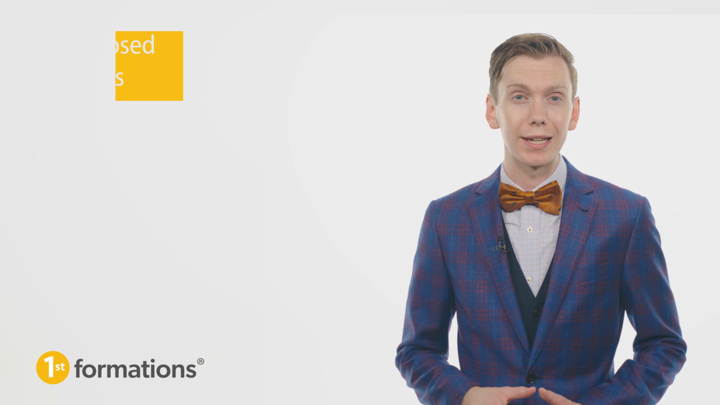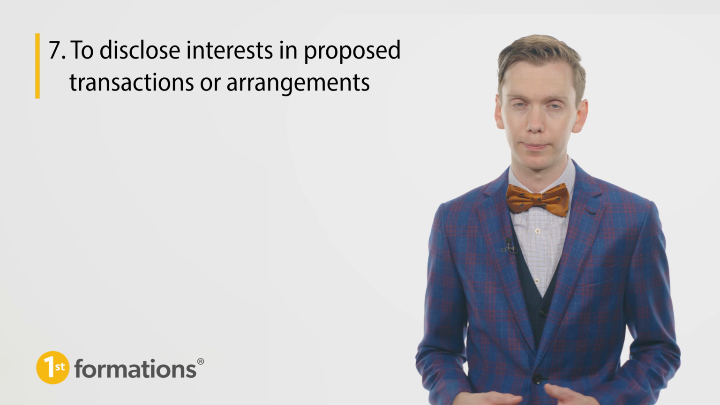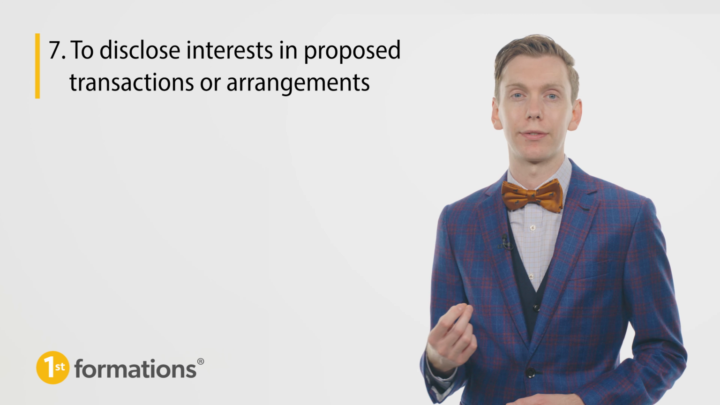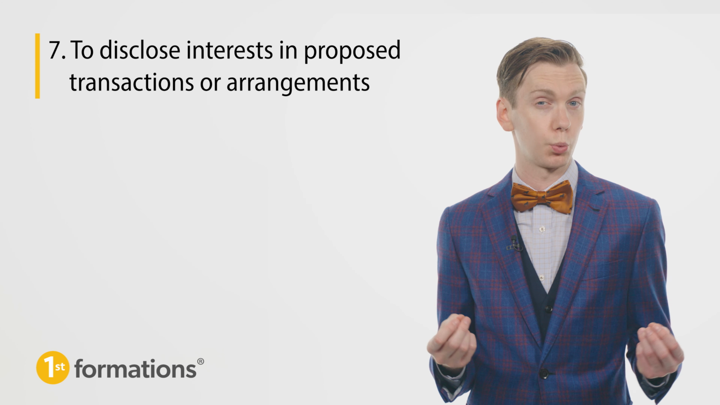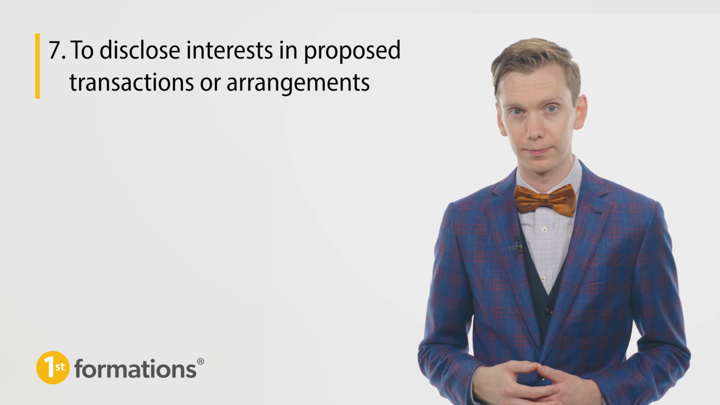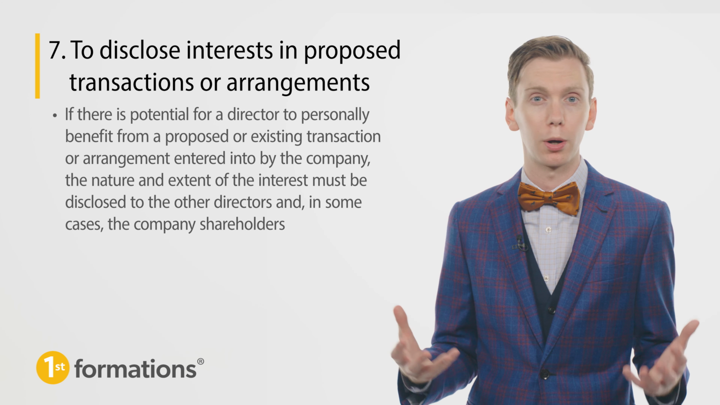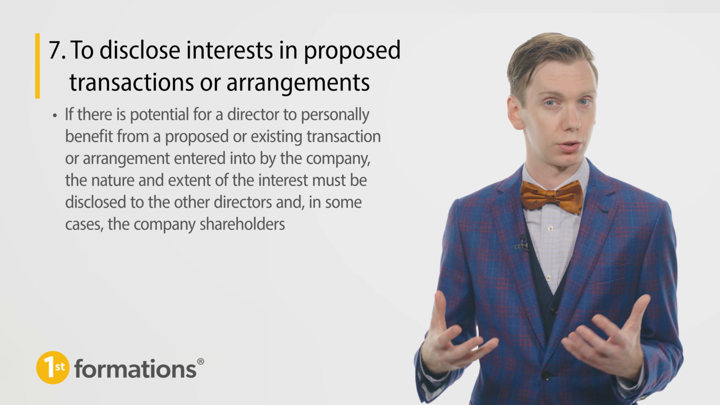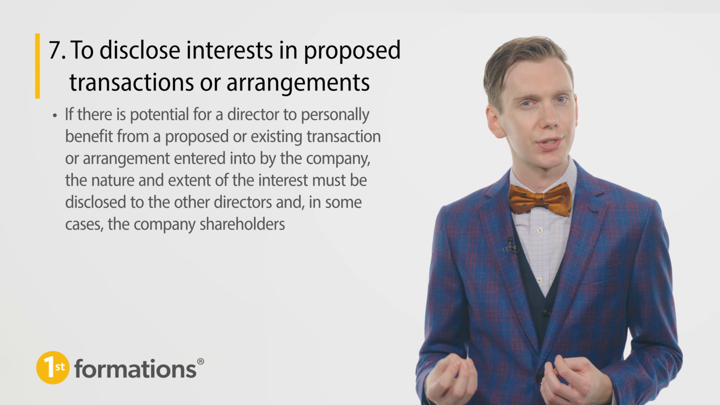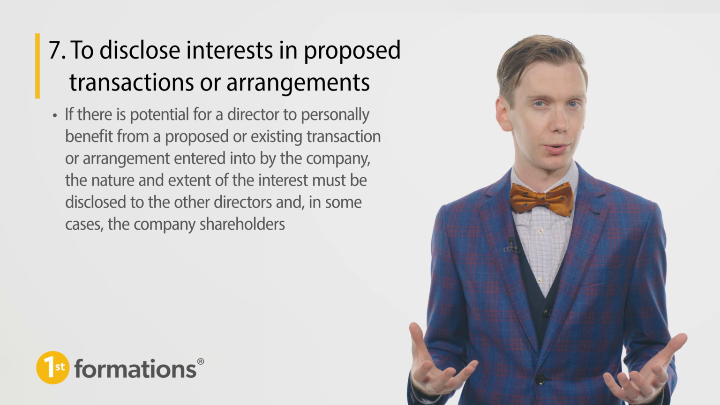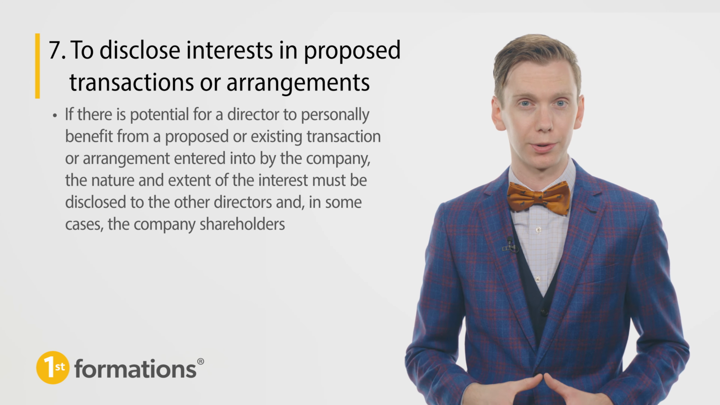Next up, number 7, is to disclose interest in proposed transactions or arrangements. So this is the last of the 7 director duties specifically outlined in sections 171 to 177 of the Companies Act. If there is potential for a director to personally benefit from a proposed or existing transaction or arrangement entered into by the company, the nature and extent of the interest must be disclosed to the other directors and, in some cases, the company's shareholders.